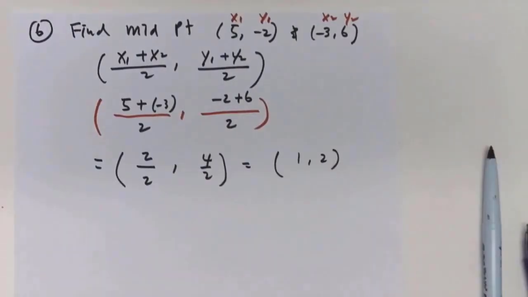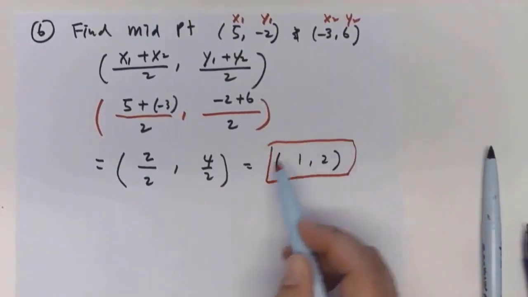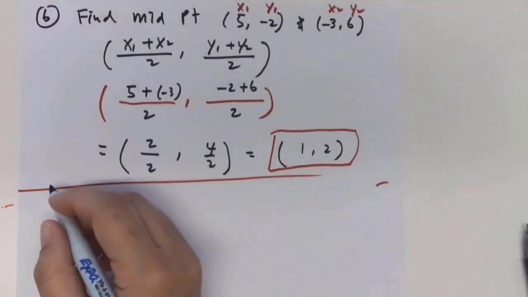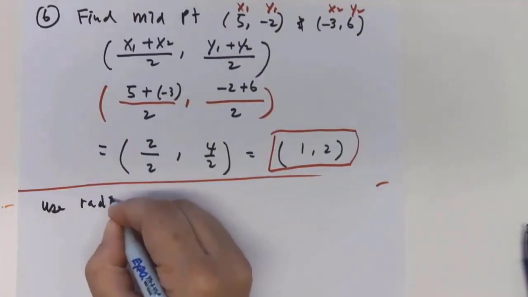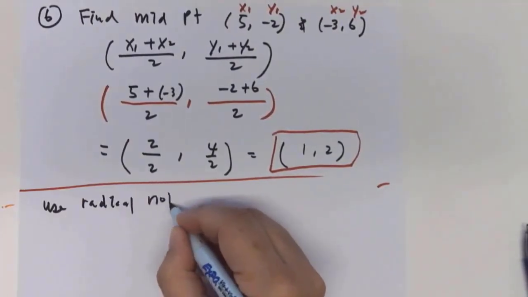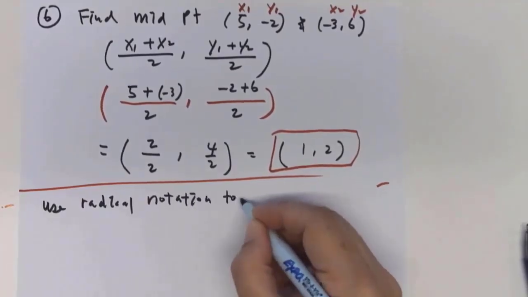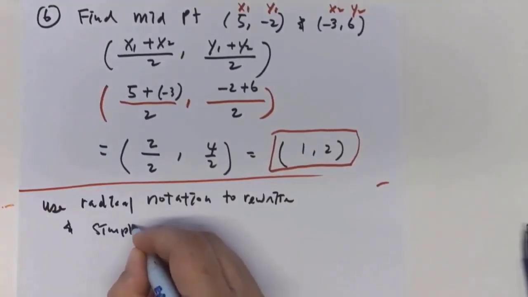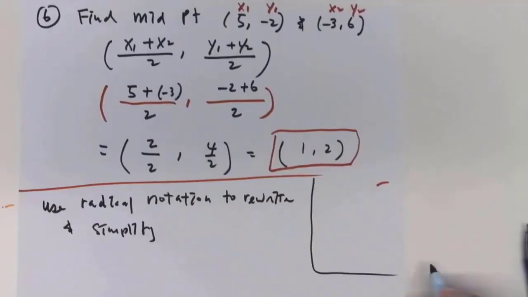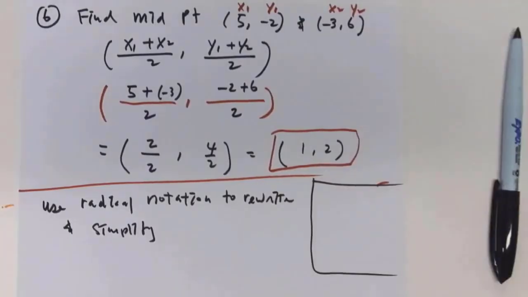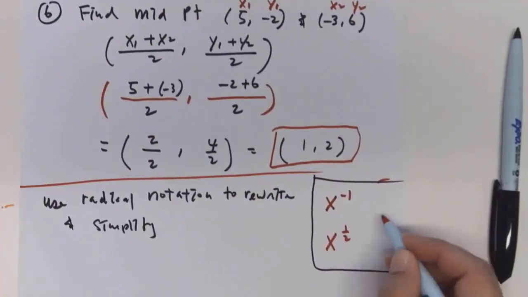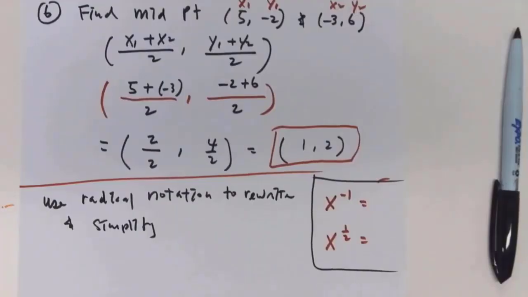So look at the midpoint and distance again. Are we okay with those? Taking up the correct formula and plugging it in. I want you to get those points. Okay, the next one, we use radical notation to rewrite them, and then you simplify. So I just want to make sure you know what to do when you have x raised to -1 or x raised to 1/2. They can turn into something else.